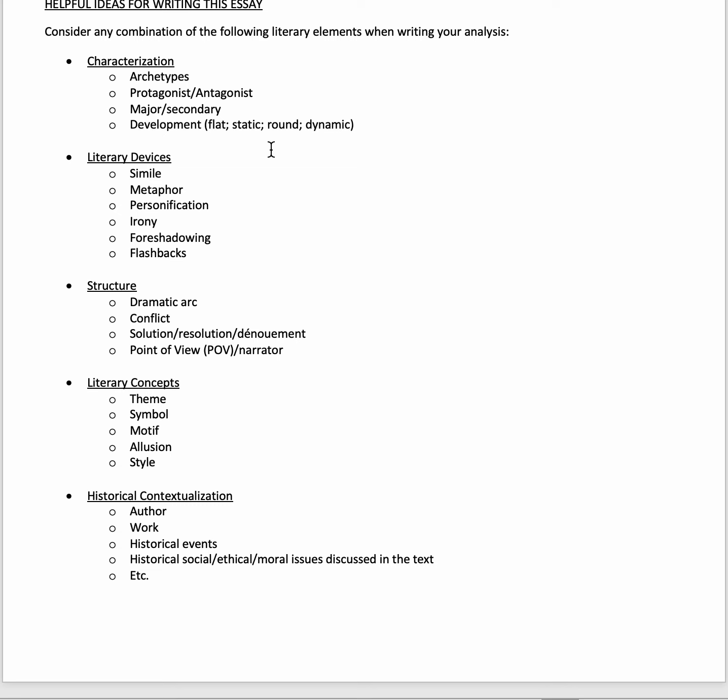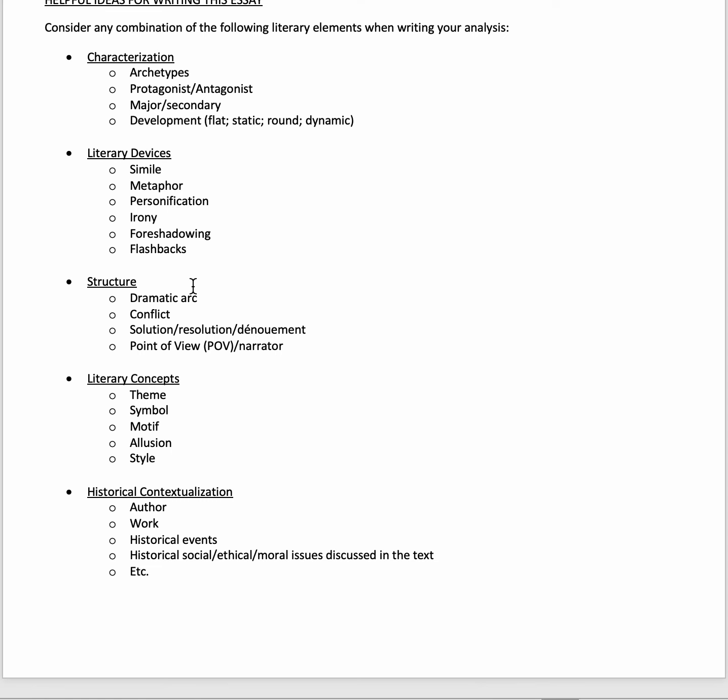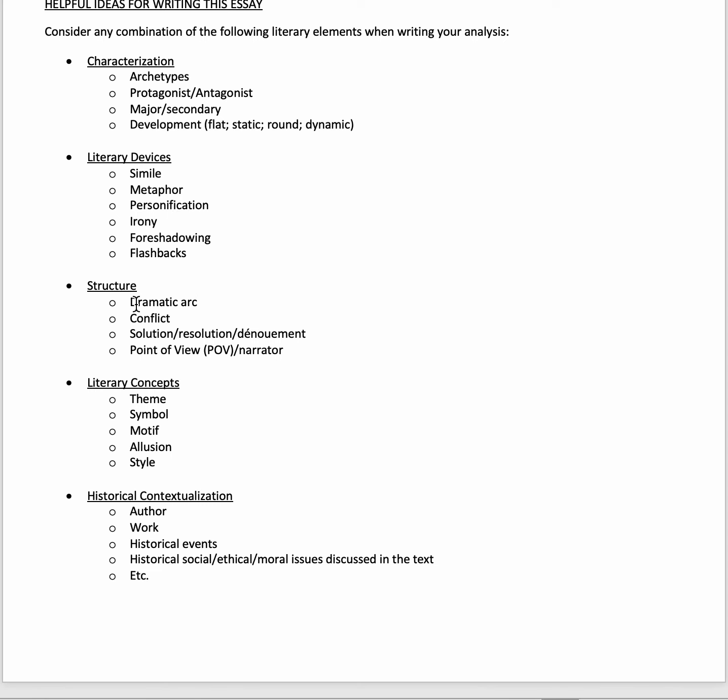So you can talk about things like characterization. You can look at archetypes, protagonist, antagonist role, major and secondary development. Are they flat, static, round, dynamic? You can look at literary devices, things like similes, metaphors, personifications, irony, flashbacks. You can look at the structure. So you can look at the dramatic arc, the conflict. Again, this is man versus society, man versus self, etc.